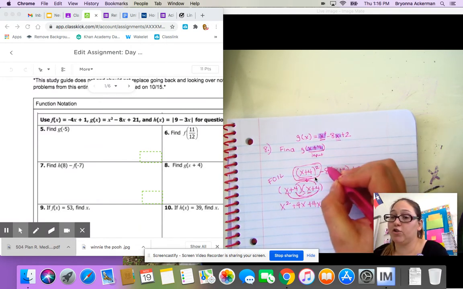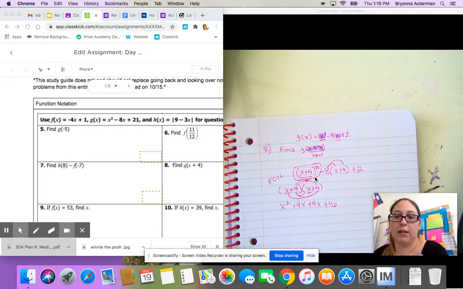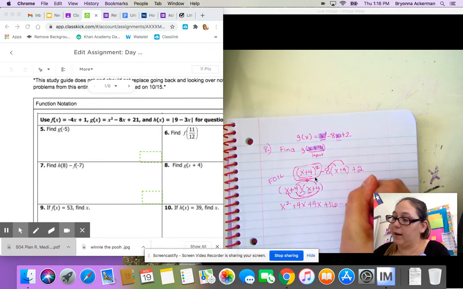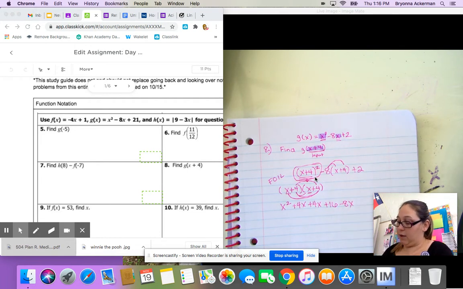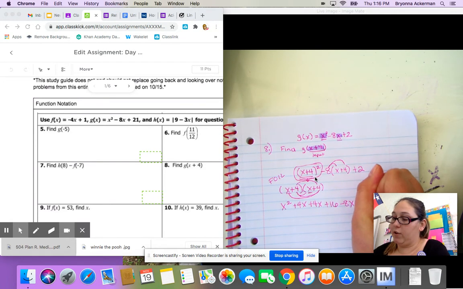I still need to distribute this negative 8 right here into this parenthesis. So you get negative 8 times x, and that gives you a negative 8x. And you have a negative 8 times 4, that gives me a negative 32. And then I still have this plus 2 that I need to bring down.